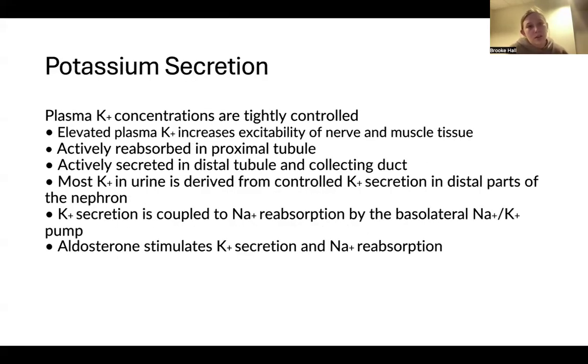So the plasma potassium concentrations are tightly controlled. Elevated plasma potassium increases excitability of nerve and muscle tissues. It is actively reabsorbed in the proximal tubule and actively secreted in the distal tubule and the collecting duct. Most potassium in urine is derived from controlled potassium secretion in the distal parts of the nephron, and potassium secretion is coupled to sodium reabsorption by the basolateral sodium-potassium pump. And aldosterone stimulates potassium secretion and sodium reabsorption.